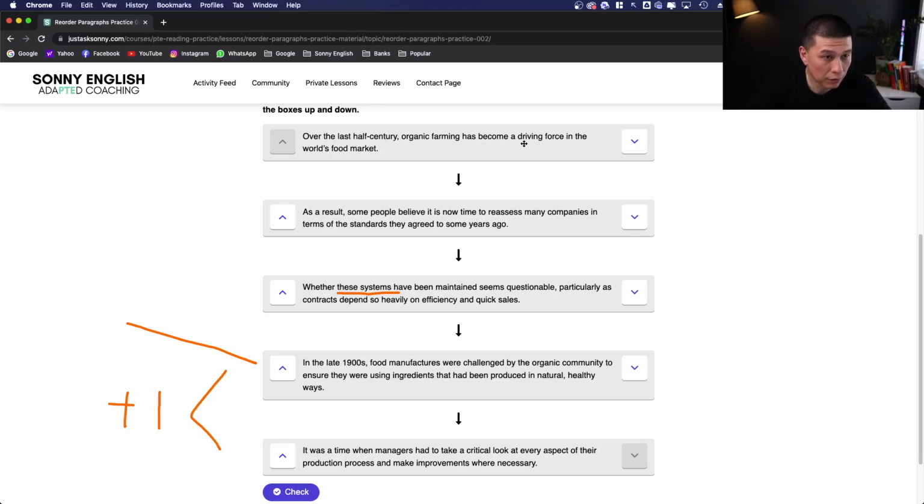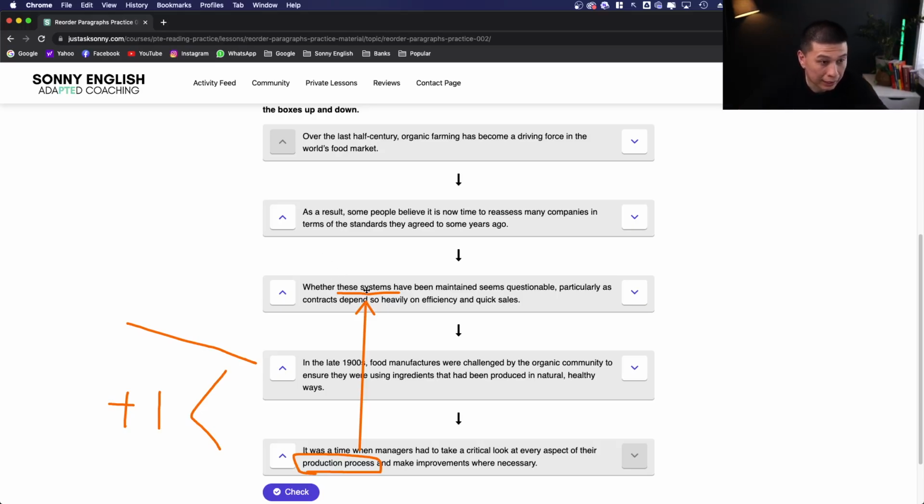Over the last half century, organic farming has become a driving force. Nothing really meaning a system, okay? Next, as a result, some people believe it is now time to reassess many companies in terms of standards. Nothing really. I don't really see anything there that refers to a system. All right, so I'm not looking at this. And then last one here, it was a time when managers had to take a critical look at the aspect of their production process. There you go. Production process, I believe that's what the system is. Wow, so we got our three.